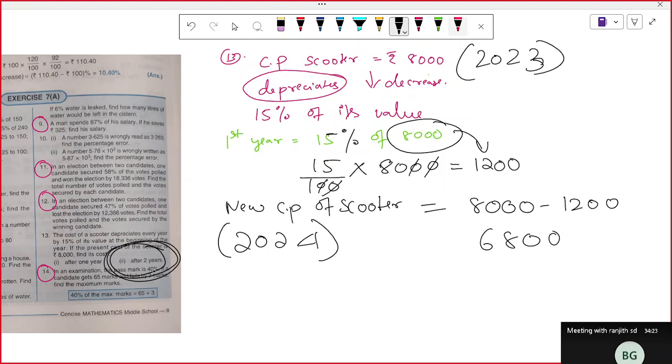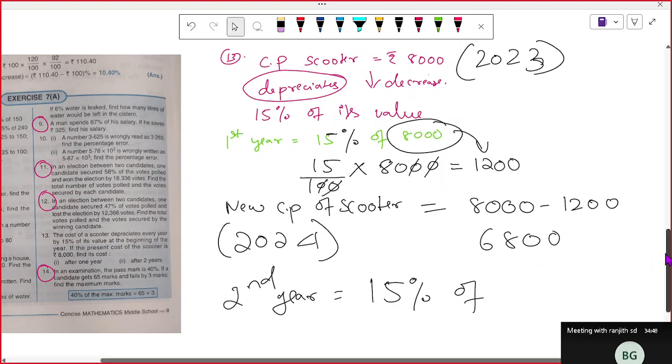Look here, and what is given here? Second question. 2 years. After 2 years. Okay, after 1 year it is 6,800. After 2 years, after the second year, what is the depreciation? Every year it's 15%, right? Every year 15%. So in the second year it will be 15% of what? 8,000 or the new cost price? New cost price.